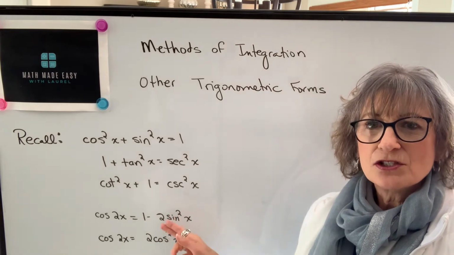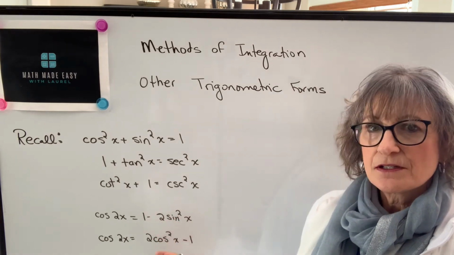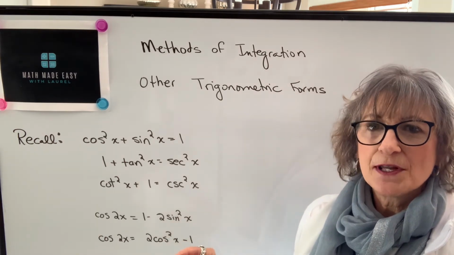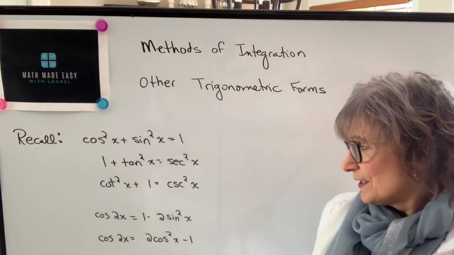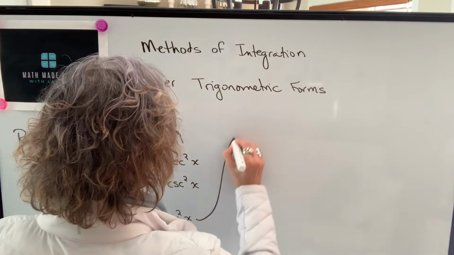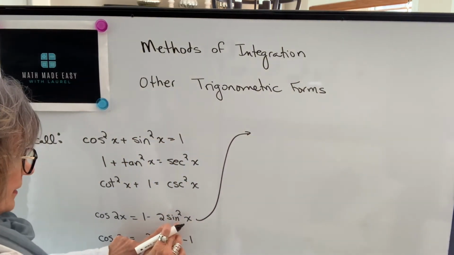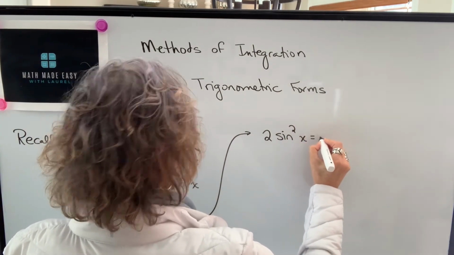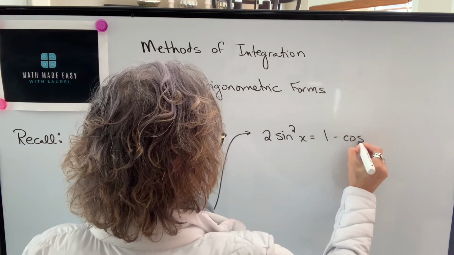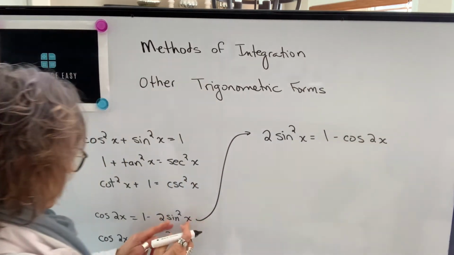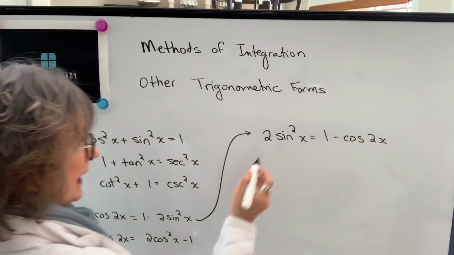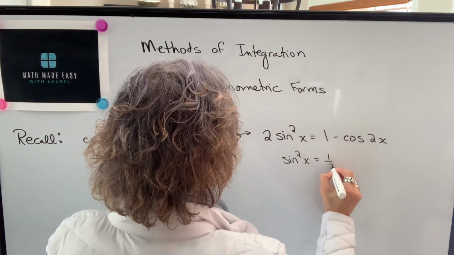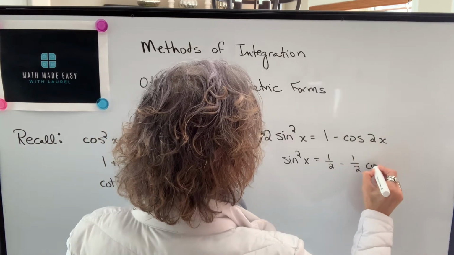But what I like to do is rearrange both of these so that I can isolate the sine squared x and the cos squared x. And you'll see why I'm doing that once we get into the examples. So this first one, I'm going to isolate this term. So I'm going to have 2 sine squared x will equal 1 minus cos 2x. I just move this term over this side, this term over this side, and then I'm going to divide by 2. And I divide each term by 2.